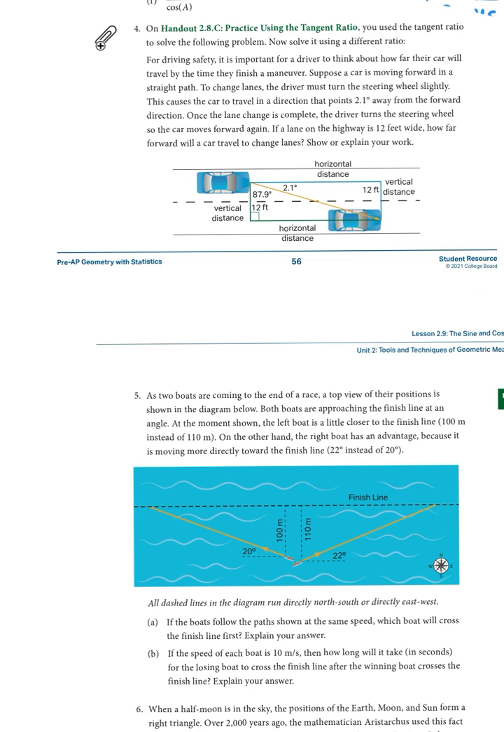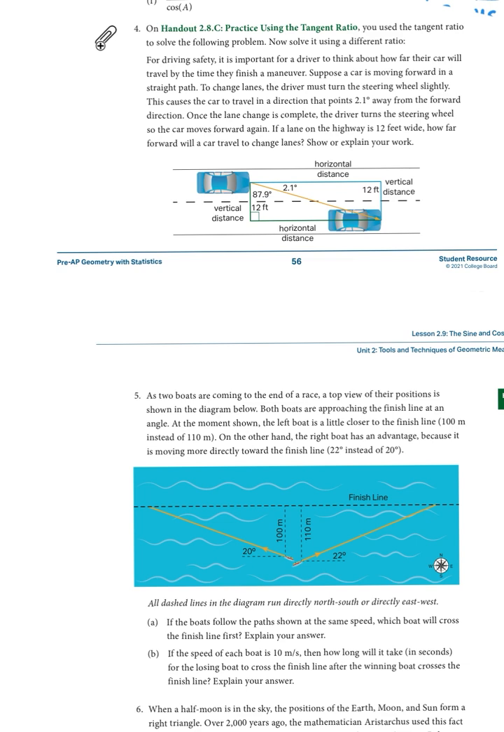Suppose a car is moving forward in a straight path. To change lanes, the driver must turn the steering wheel slightly. This causes the car to travel in a direction that points 2.1 degrees away from the forward direction. Once the lane change is complete, the driver turns the steering wheel so that the car moves forward again. If a lane on the highway is 12 feet wide, how far forward will a car travel to change lanes?